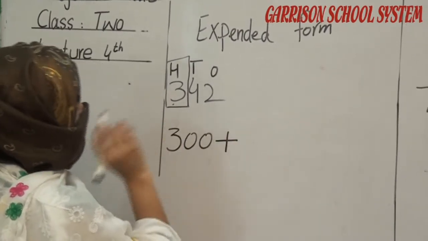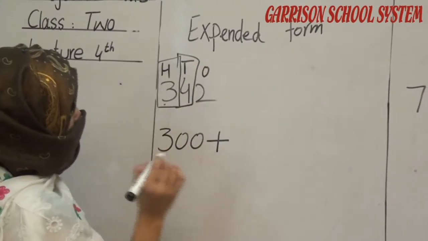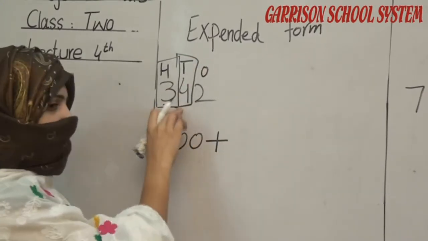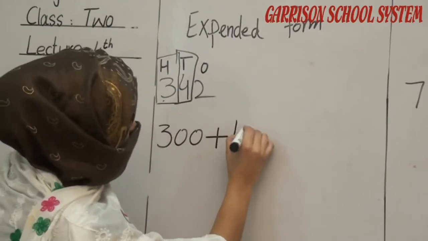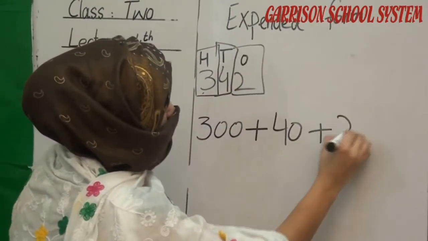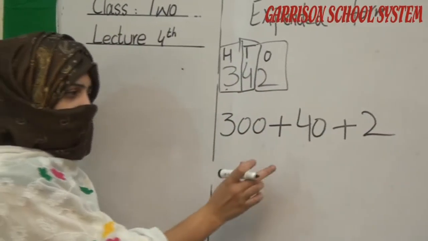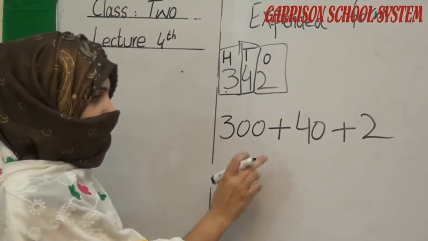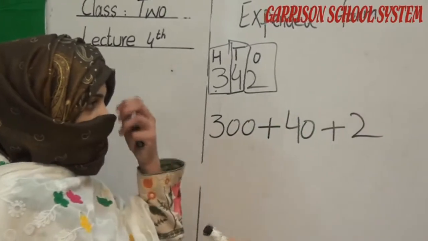Addition sign. Now next, 4 is in tens place. 4 multiplied by 10 is equal to 40. 40 plus the last number, which is 2. This is our expanded form. Now move to the standard form.